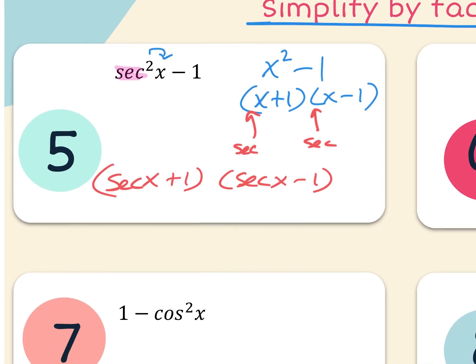Remember, the order when you factor the difference of two squares doesn't matter. If you prefer to put the minus 1 first and then the plus 1 second, either answer here is acceptable.